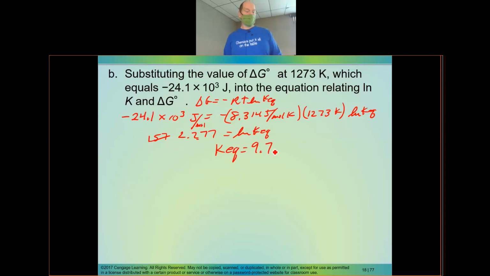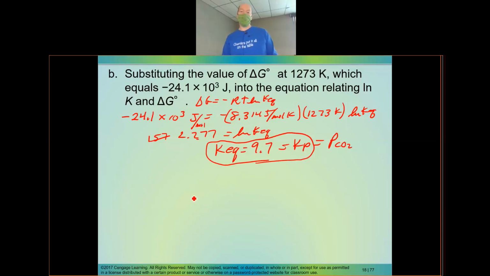All right, so it said it was going to be a large number. That is not what I would consider a large number. But large number, again, just means a number that is greater than 1. 9.7 is greater than 1, so it's considered a large number. And that is equal to the Kp. That is equal to the pressure of CO2. Now, that is fine for calling that Kp. That's also fine for calling that Keq.